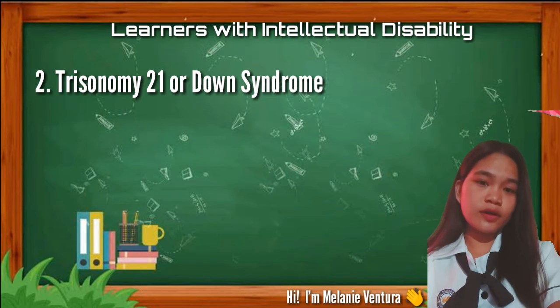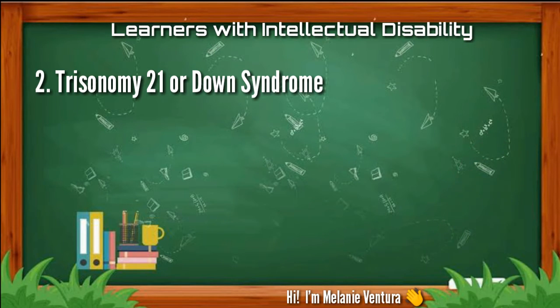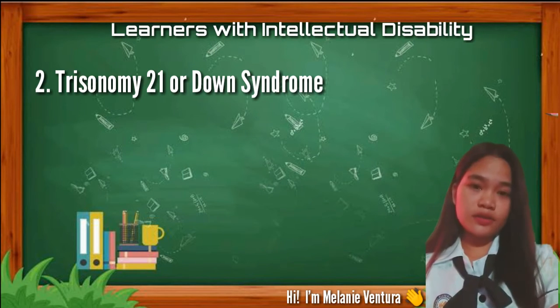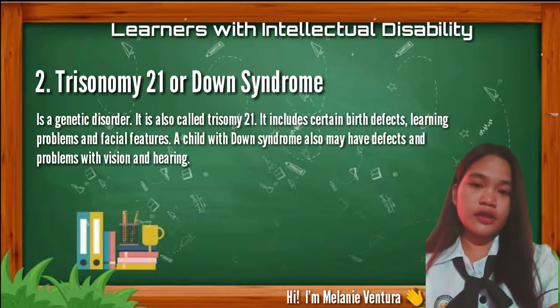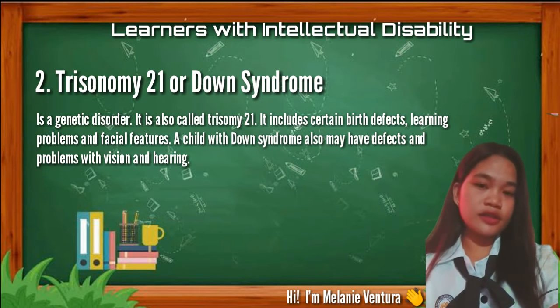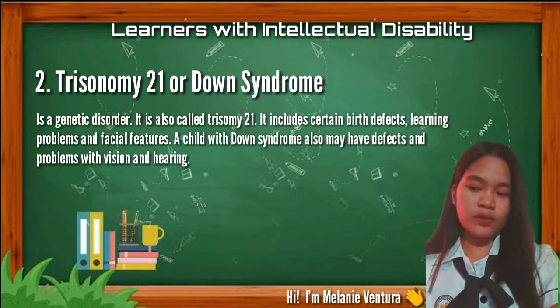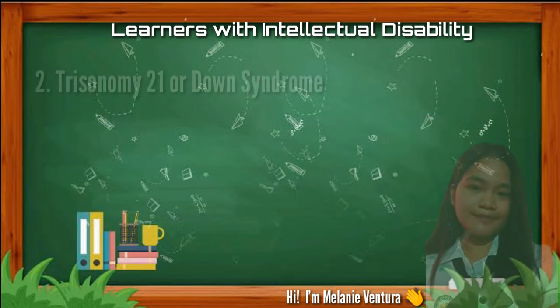Trisomy 21 is also known as Down syndrome. First, what is Down syndrome? Down syndrome is a genetic disorder. It is also called trisomy 21. It includes certain birth defects, learning problems, and facial features. A child with Down syndrome also may have heart defects and problems with vision and hearing.